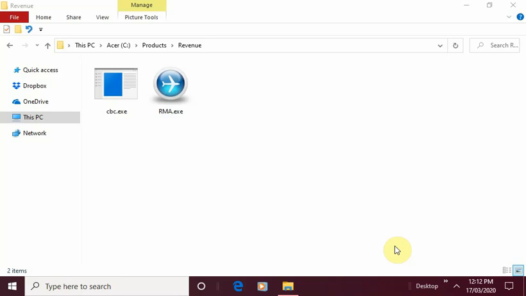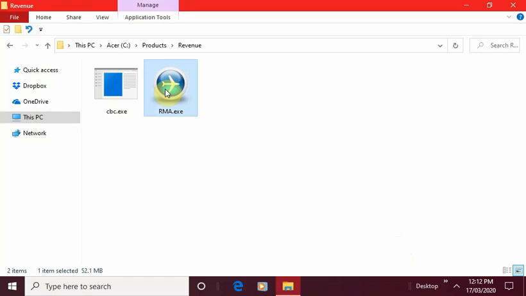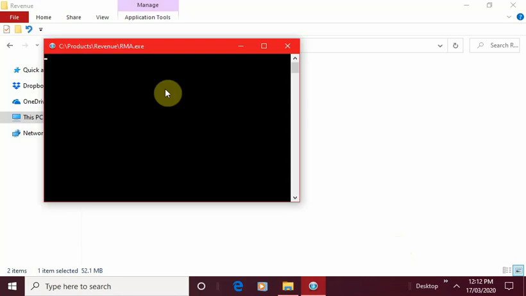We have developed a revenue management analysis tool. This is the executable which we need to open. Click on it. It will take a couple of seconds to activate.